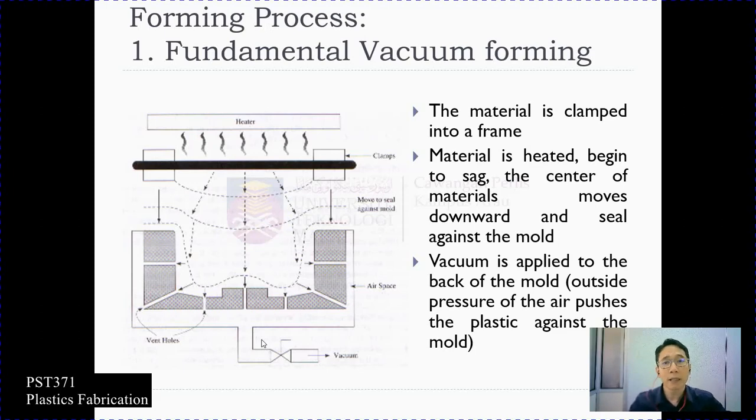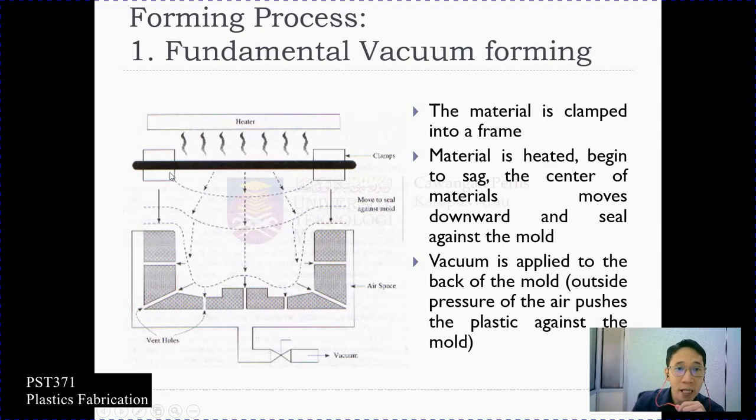And then this is some illustration of the process for fundamental vacuum forming. Initially, the material is clamped into a frame. So this is the clamping frame. So you need your sheet material to be clamped. Okay, of course, as I mentioned, there is scrap leftover because of this excessive material. Okay, kena ada lebihan sebab awak nak clamp kat tepi ni. Okay, the material is heated, begins to sag, the center of material moves downward and seals against the mold.